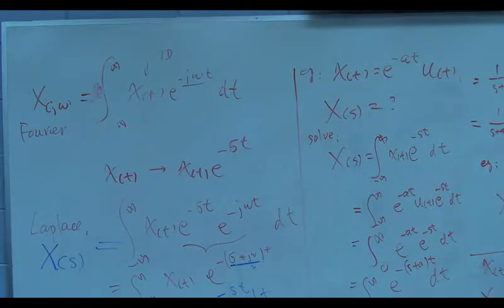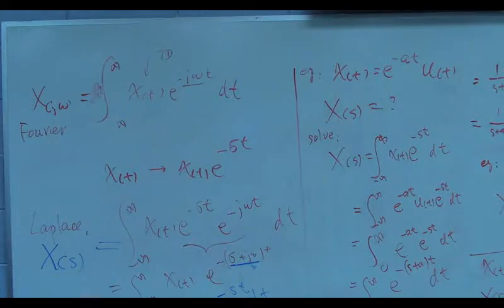What is this one? 1 over s plus 1. So equals 1 over s plus 1? Yes or no? Yes, right? And this one is good, but you also need to specify the region of convergence because s cannot be anything. Right? So s must be greater than negative 1.